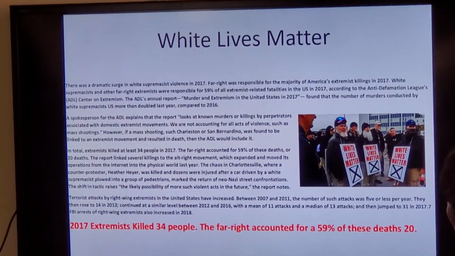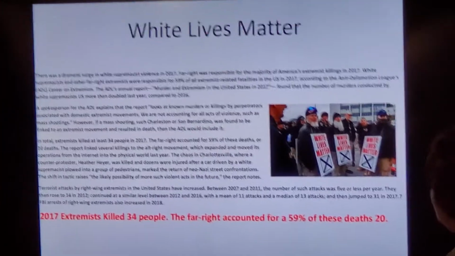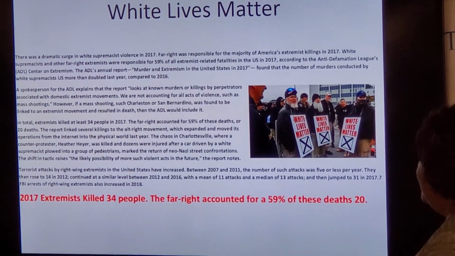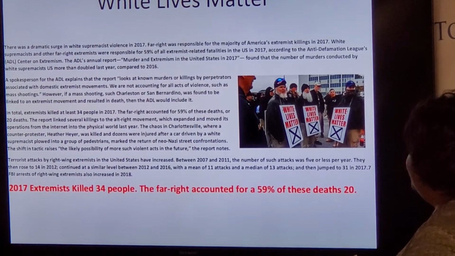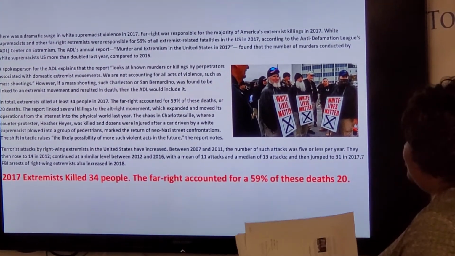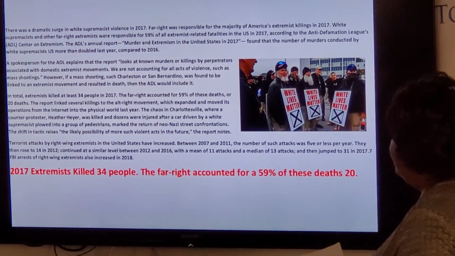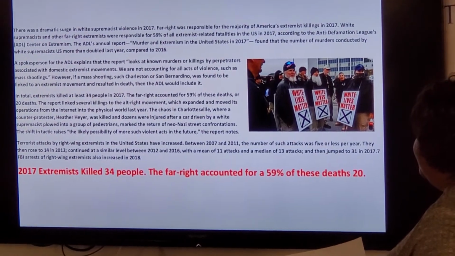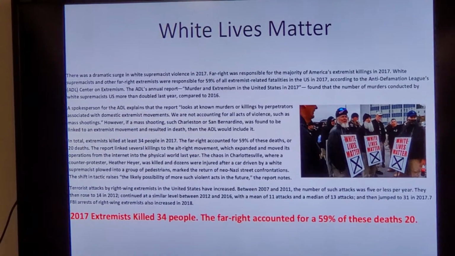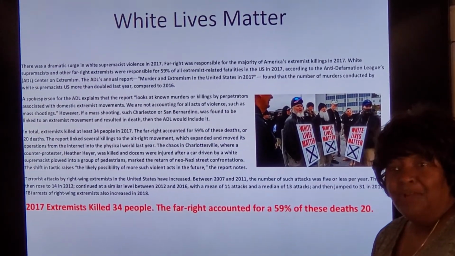Okay, so when you go down to the second paragraph, a spokesman for them explains the report looks at known murders or killings by predators associated with domestic extremist movements. We are not accounting for all the acts of violence and mass shootings. However, if a mass shooting such as Charleston or San Bernardino were found to be linked to an extremist movement and resulted in death, then they would include that. So you see, they're kind of throwing everything in, even though it's not really related at all. So let's get down to the numbers, because when you read the first two paragraphs, they must be going around killing hundreds of people every year.